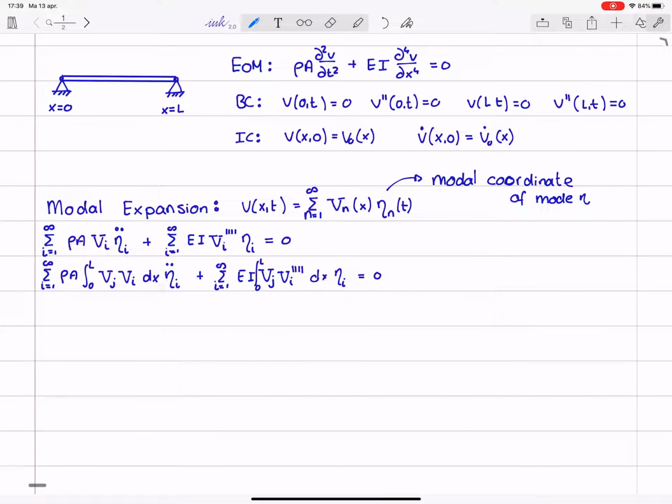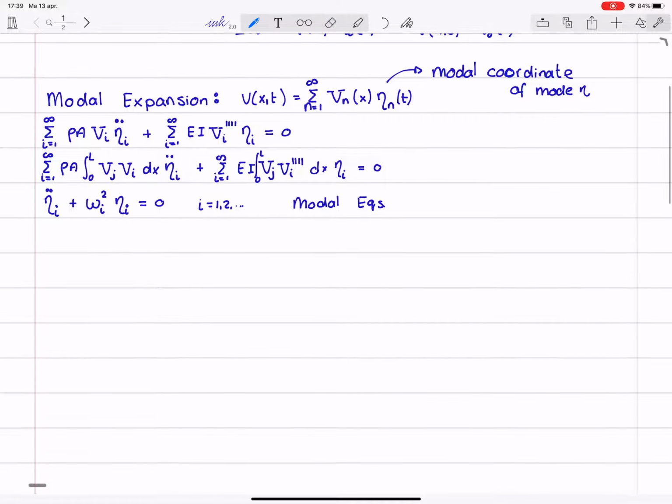Using the orthogonality conditions, we can show that these integrals are 0 for i not equal to j. For i equal to j, we have mass normalized the modes such that this first integral is equal to 1, so it reduces to eta i double dot, and this second integral equals the natural frequency squared, so it's omega i squared eta i itself equal to 0, for i is 1, 2, and so on. These are the modal equations, and we have seen them many times before.